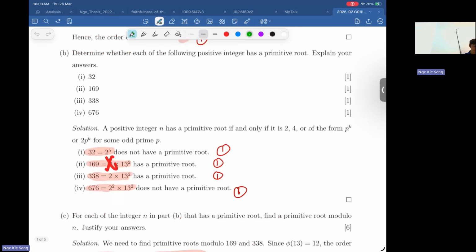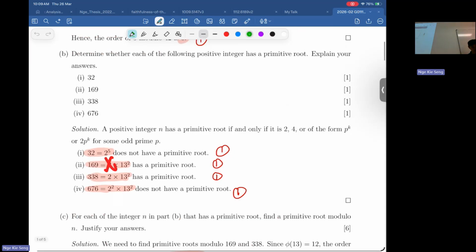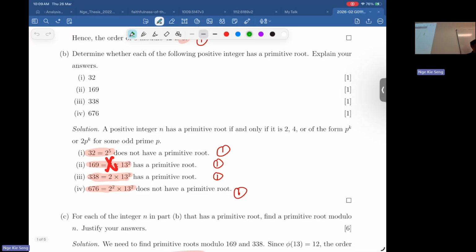Next one, determine whether each following positive integer has a primitive root. Okay, explain the answer. So we have a theorem, right? We have a primitive root if and only if it's in 4 forms: 1 is 2, 1 is 4, and then power of primes or 2 times power of primes. So just write down the prime factorization. Does it look like that? If it's not, then no primitive root. Okay, if yes, then there is one. So it's no, yes, yes, no.